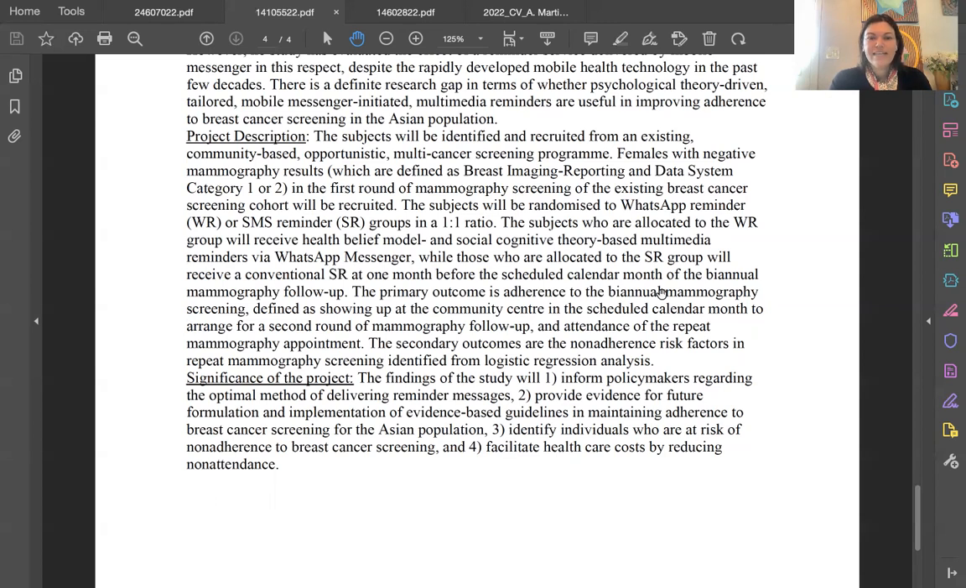The subjects who are allocated to the WhatsApp reminder group will receive health belief model and social cognitive theory. But there you go. That's the psychological theory, right? I have a huge personal bias against the health belief model. That is just my scientific bias. So when I see that, I'm always like, this is like 1960s science, but some people really do like it. So I'm not going to let my own bias about that impact me.